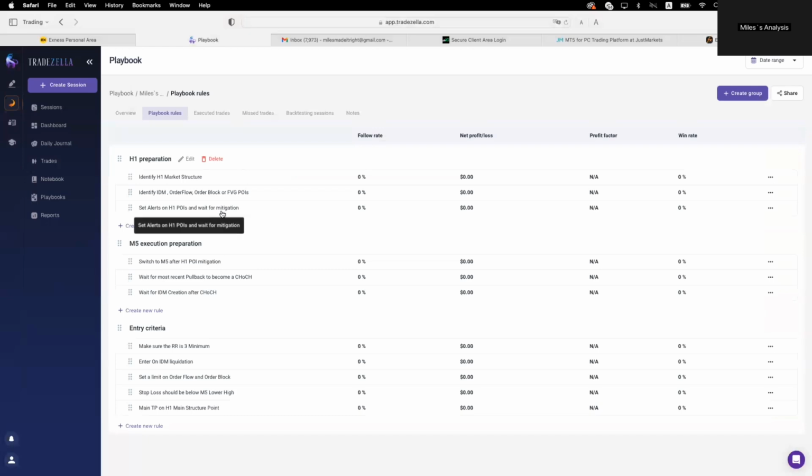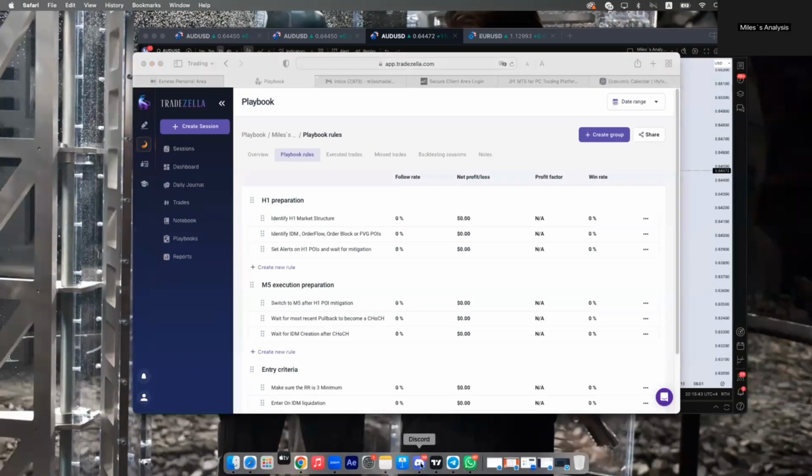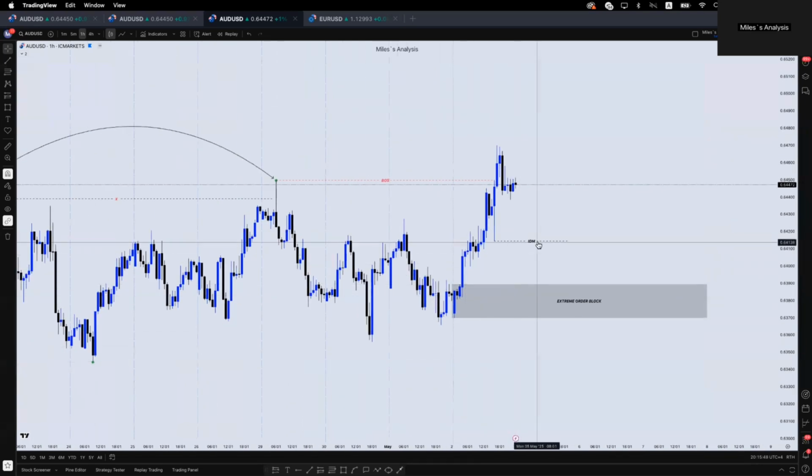If you are trading, you should follow your playbook. If you don't have one, you must create one. On my playbook, I identified market structure, inducement, and order flow, right? So going back to TradingView, you can see that this is our inducement, and this is our extreme order block.